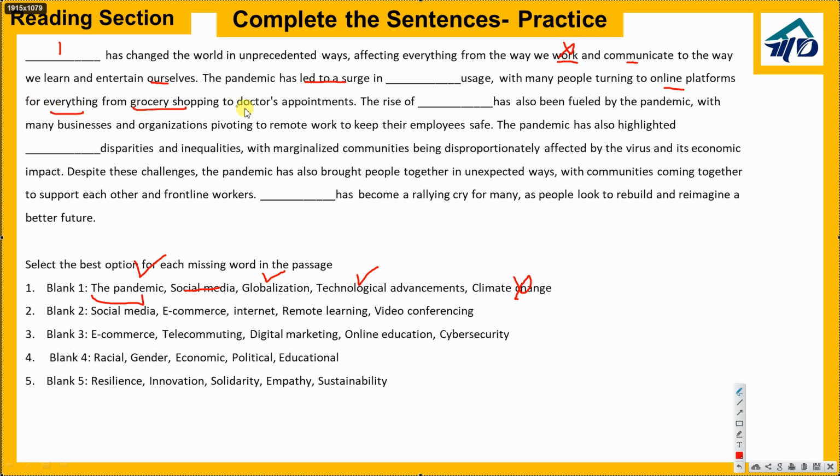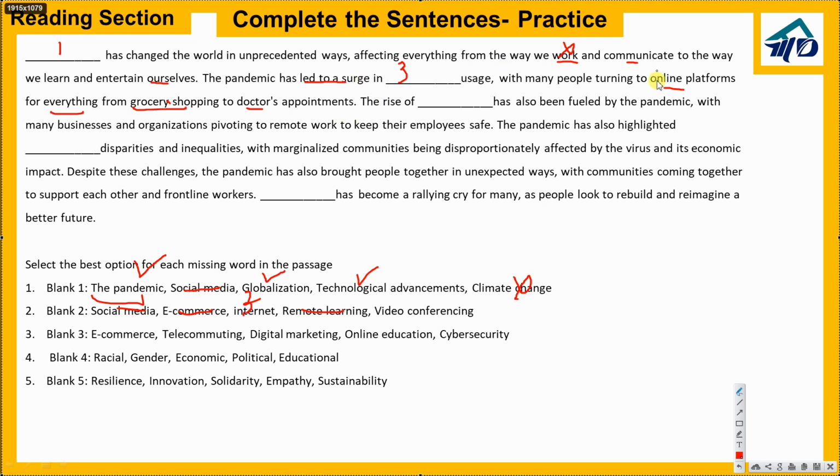Social media for doctor appointment, no way, eliminated. E-commerce for doctors, no. Internet, yes. Internet for grocery, internet for doctor, internet for any XYZ thing, it can be. Remote learning for grocery, no. Eliminated. Video conferencing, well, for communication, yes, but not for grocery. So I have eliminated all. I am left with internet only. So this is my answer number 3.